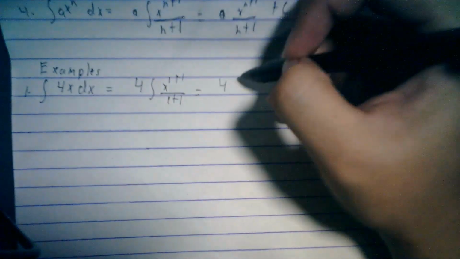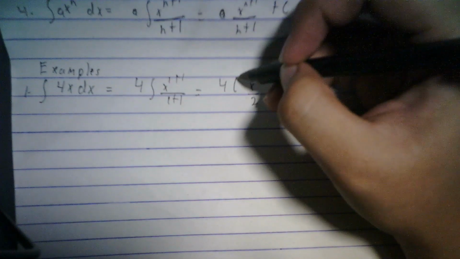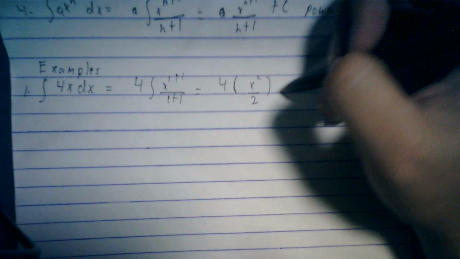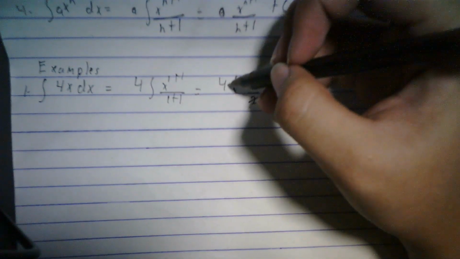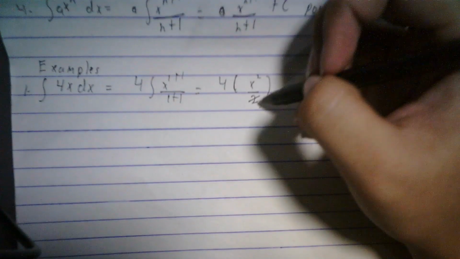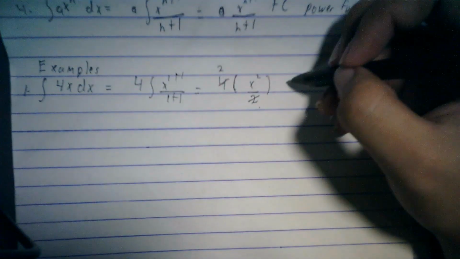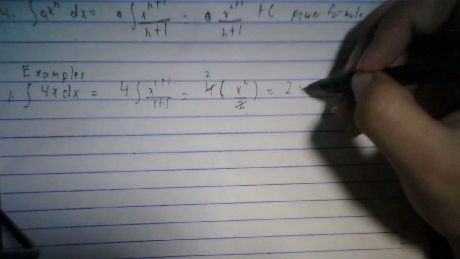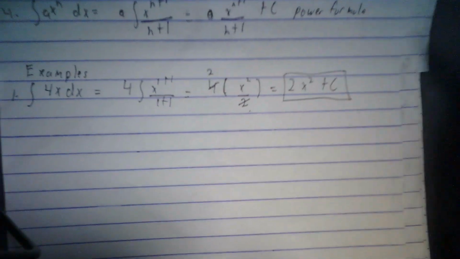That equals 4 times x squared over 2. So we bring out the 2 here, that becomes 1/2. 1/2 of 4 is just 2, or we could just cancel out the 2 and 2. And our answer is just equal to 2x squared plus c. That's our answer.